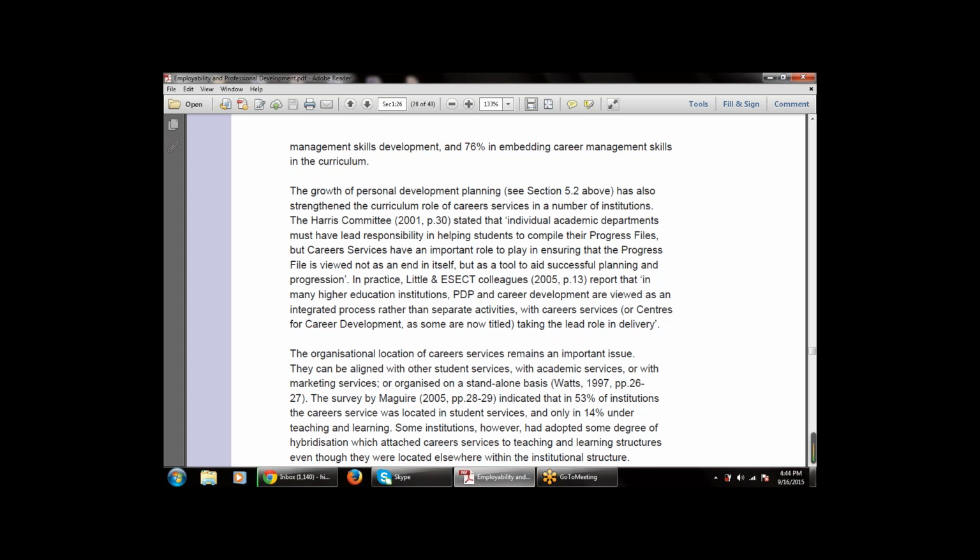With 53% of institutions, career services is located in student services, and 14% in teaching and learning. There are two parts that are used with the career development strategy.